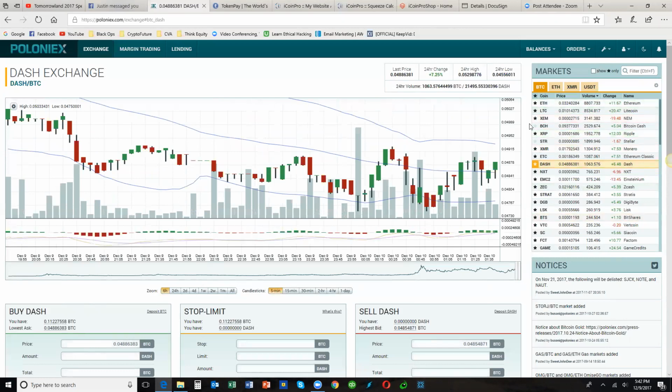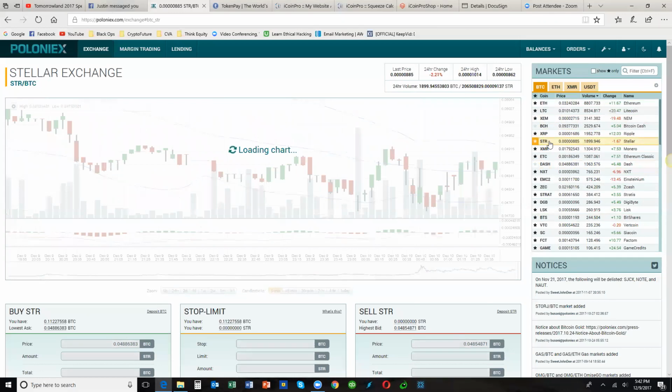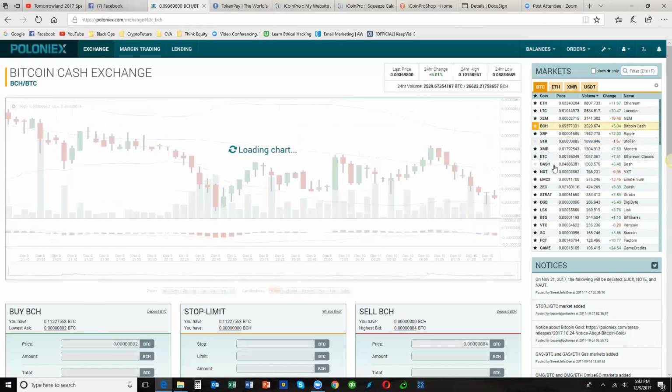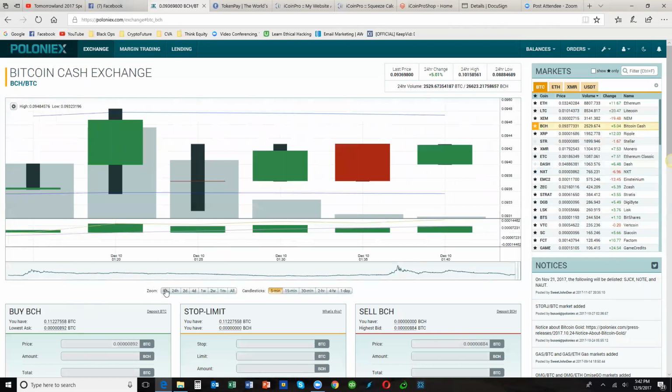Let's see. Just give me a second to analyze this. I'll make one of these trades since we're looking at it. Yeah, so STR, I'm not too thrilled about. Oh, that's a dip. We can watch that one. Okay, so Bitcoin Cash. Which one do you think? I'm going to ask you guys here.